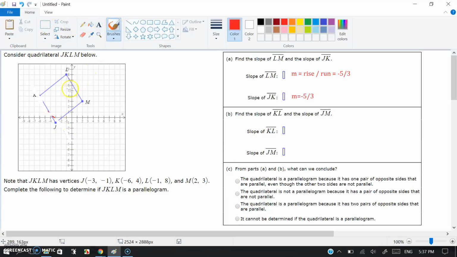Now I know for sure that line LM is parallel to line KJ, right? Because they have the same slope. Same slope means parallel, right? Okay, so now I'm going to do the same thing with my K to L. My K to L, that would be this segment there. So what's the slope going to be?